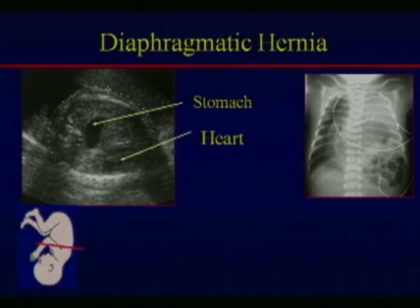After delivery, what we'll see is abdominal contents in the left chest, the stomach, and other abdominal contents, as we see in this radiograph here. So diaphragmatic hernia is relatively straightforward in terms of the actual condition and in most cases of diagnosis.